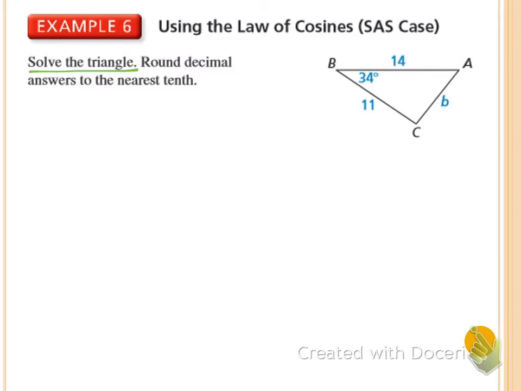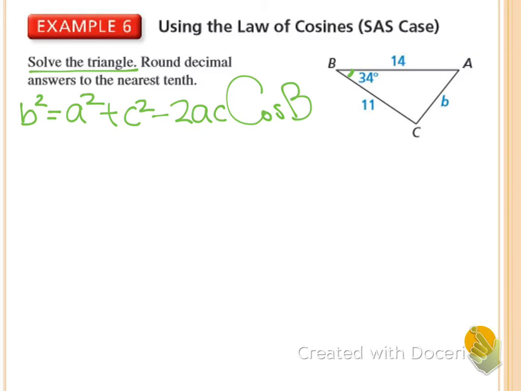So, we are given angle B, so we are going to use the b squared formula. b squared equals a squared plus c squared minus 2ac cosine of angle B. We're going to use this formula and we're going to end up finding the side length of b. And then when we do, we'll have a known pair and we will use the law of sines. But we're getting ahead of ourselves.